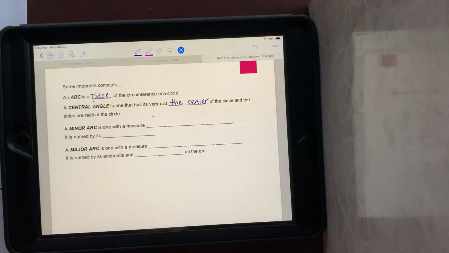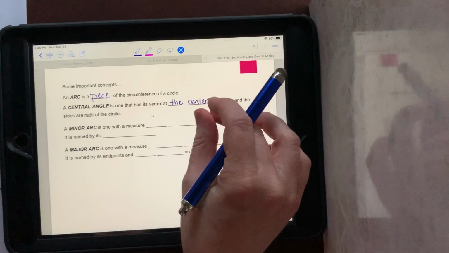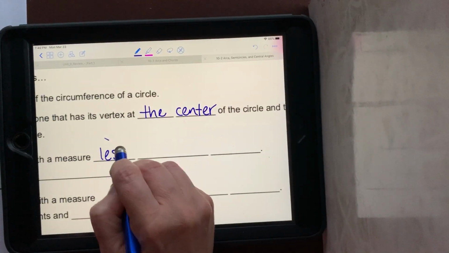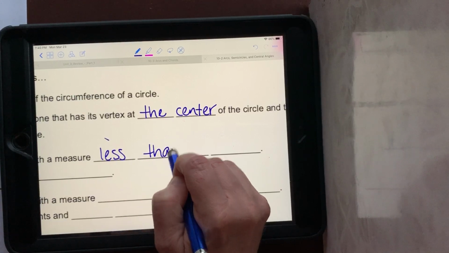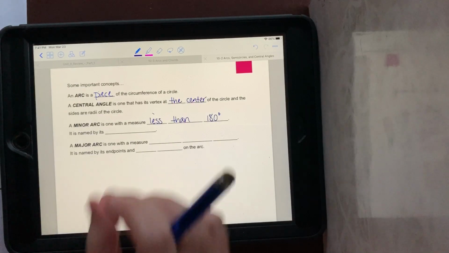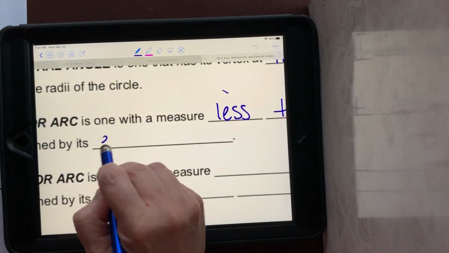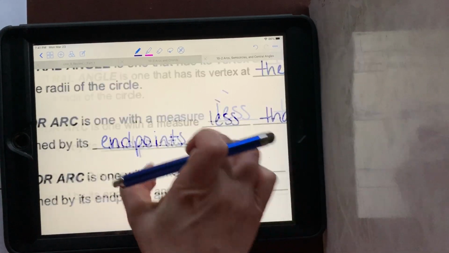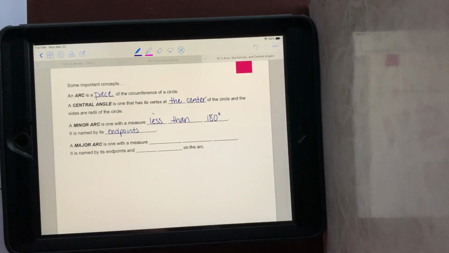Now we can break arcs into really three categories. We're going to start with two categories, the minor arc and the major arc. They basically are the names. So a minor arc is one with a measure that is less than 180 degrees. Okay, it's named by its endpoints, and we'll go over that in just a second. So basically where it starts and stops. Endpoints, we know it has to start and stop, which means it would have two letters to name it.